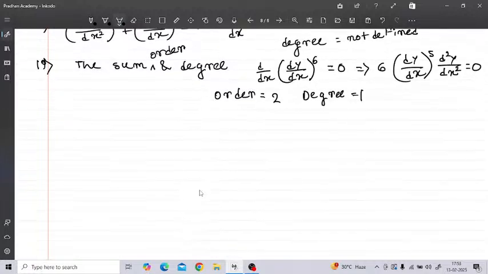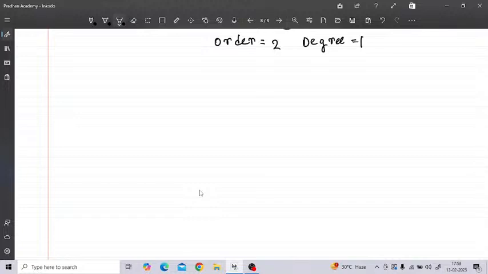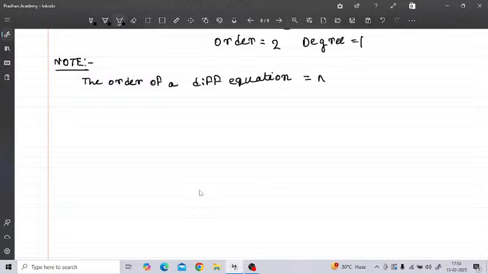Now another last note of this class. So in the competitive exam, you can solve this order degree question so easily by this trick, that the order of a differential equation is equal to the number of arbitrary constants in the solution.